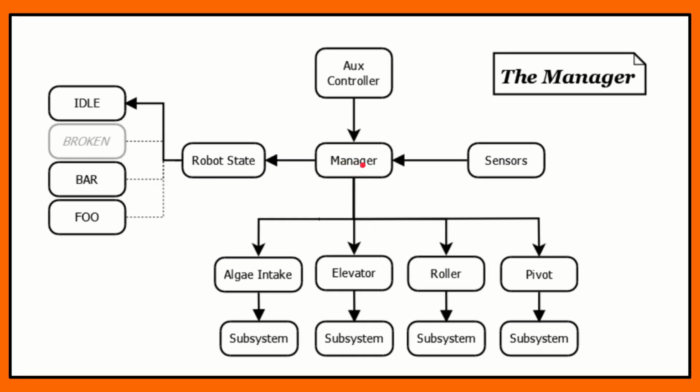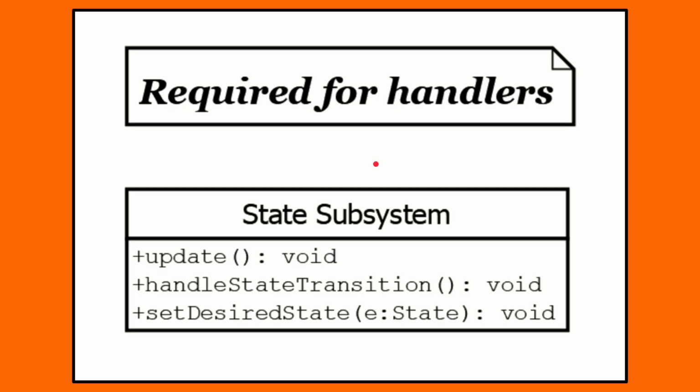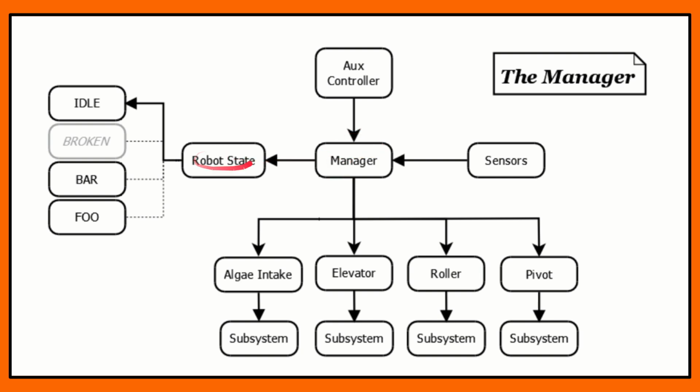So when the manager sees a button press from the aux controller, right? We press the X button. The manager is going to see, we're calling this set desired state method because it also implements this interface. The manager is going to set the desired state from being idle to being in the intaking state.